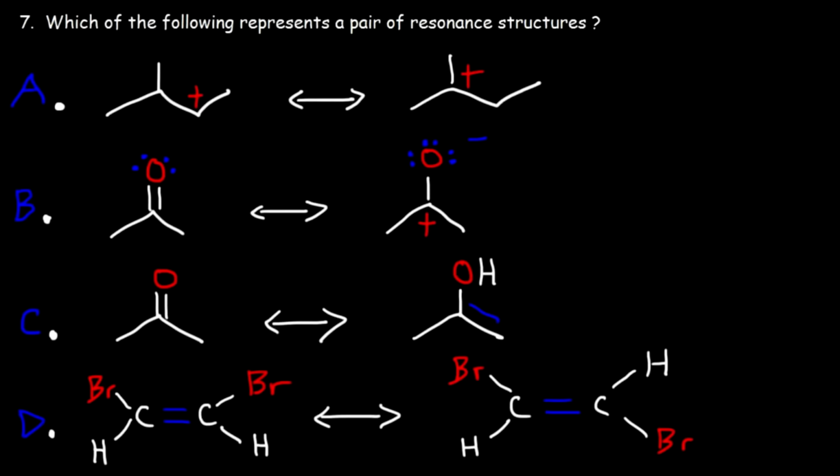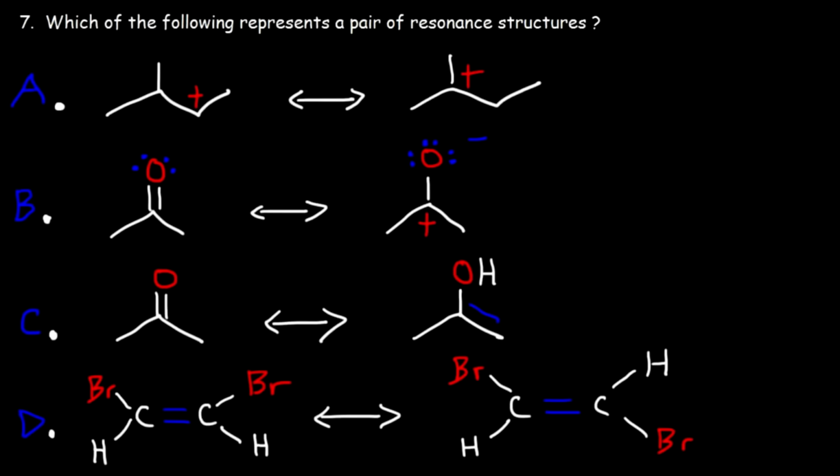A quick way to identify a pair of resonance structures is to identify the ones that are not resonance structures. If any atoms are moving from one spot to another spot, it's not a resonance structure. If you want to draw a resonance structure, only the electrons are free to move and not the atoms.